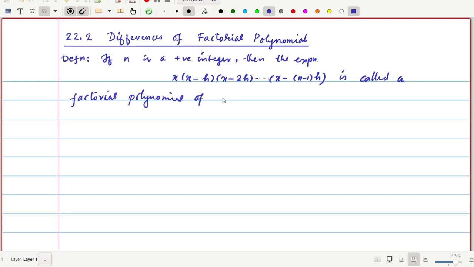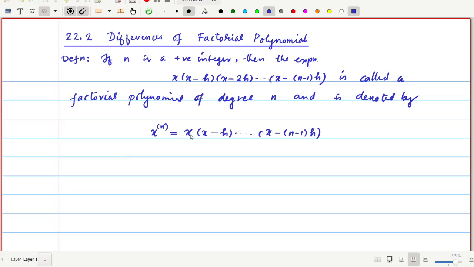Of degree n, and this is denoted by x of n. So this is a factorial polynomial in x of degree n. So this is denoted by x of n, that is x into x minus h into etc. x minus n minus 1 times h. Each factor is diminishing by h from the previous factor. So this is the product of n factors.